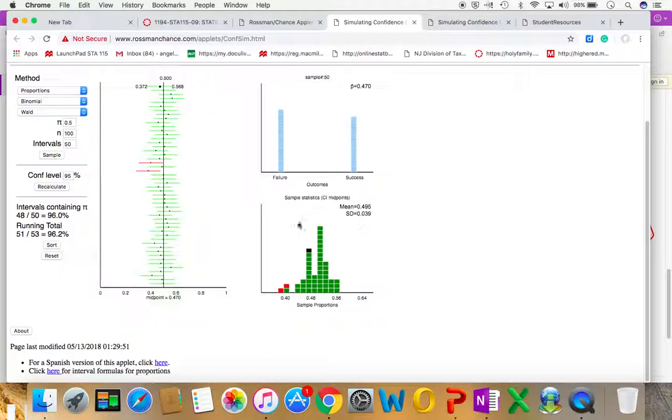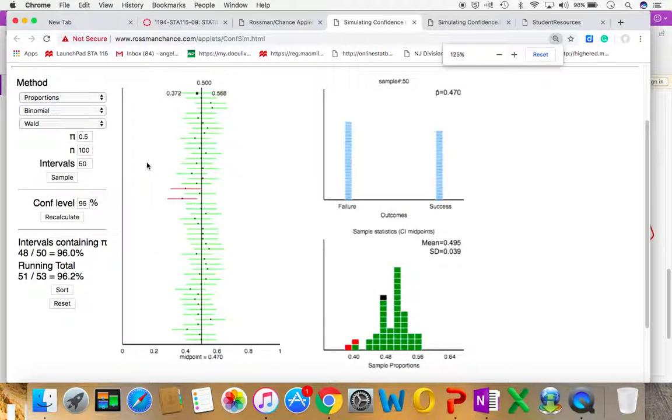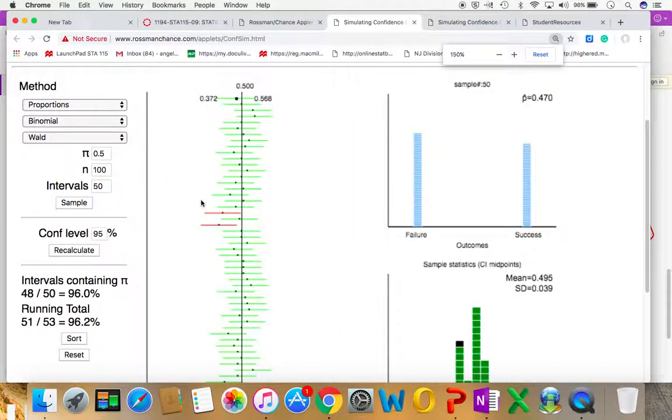And I also like, if you come down here to the bottom right, it gives you a histogram of the sample proportions. You can see a couple outliers here. This one looks like the sample proportion was 39%. This one was 40%. What's important for us is to look at those and to see that we have 2 out of 50 that did not capture the true population proportion.